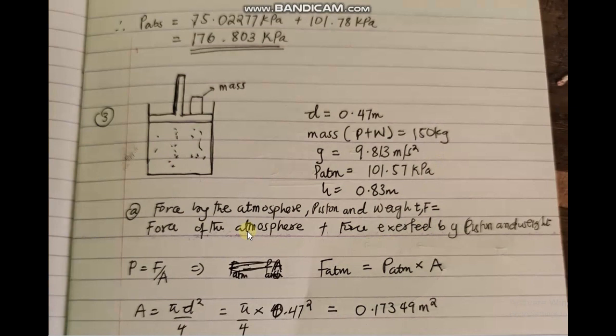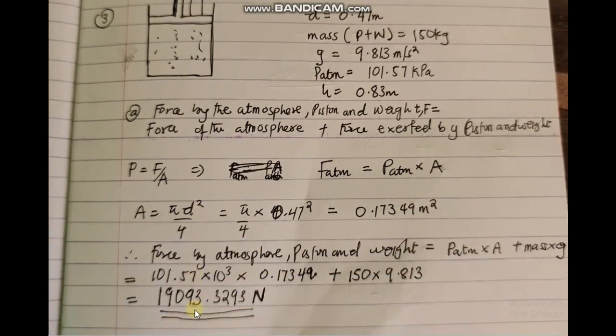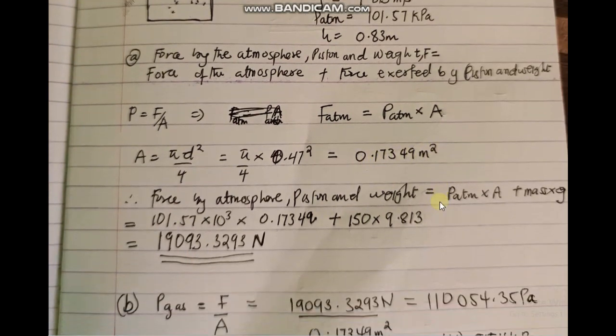So we know that pressure is equal to force over area. So from there we can find the force exerted by the atmosphere to be equal to the atmospheric pressure times the area. And we know area is equal to pi d squared over 4. So when you solve that, you should get 0.17349 meters squared.